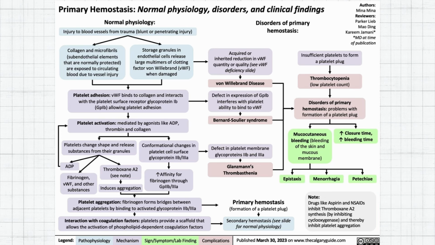So there you have it. Injury exposes collagen, glycoprotein 1b binds von Willebrand factor for adhesion, glycoprotein 2b3a binds fibrinogen for aggregation. Break any link in that chain and you get mucocutaneous bleeding.